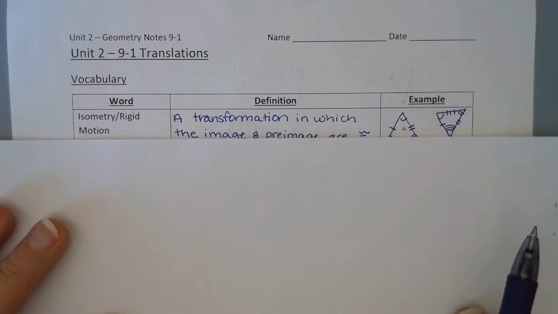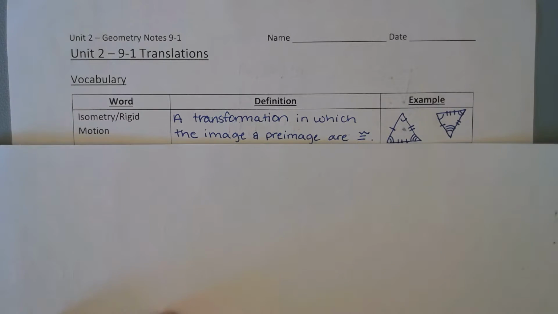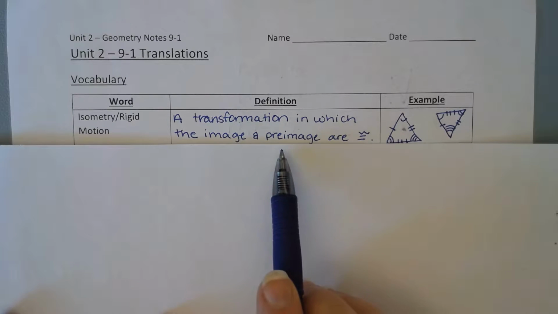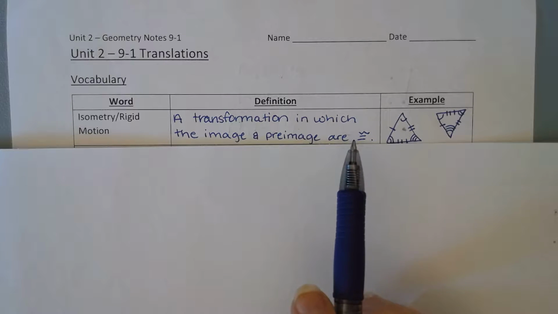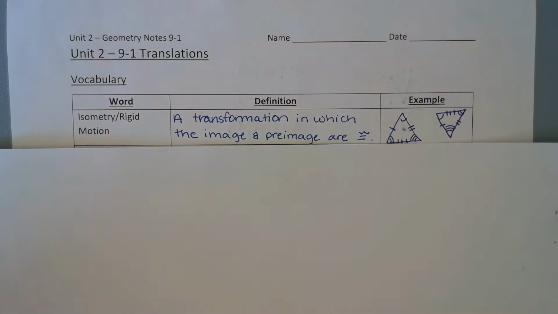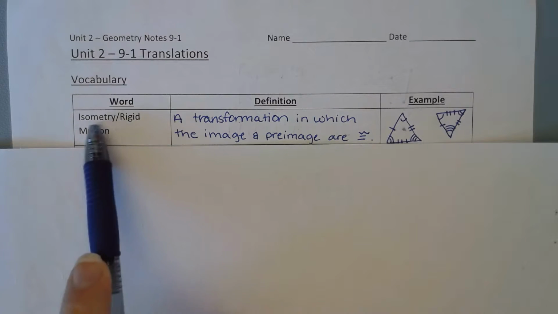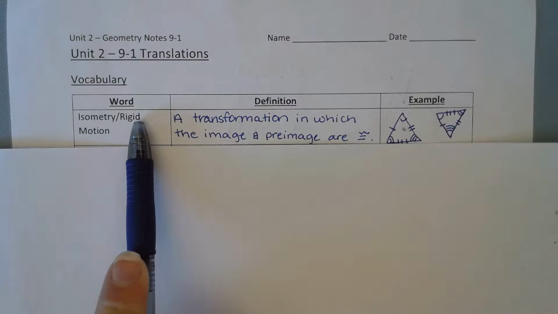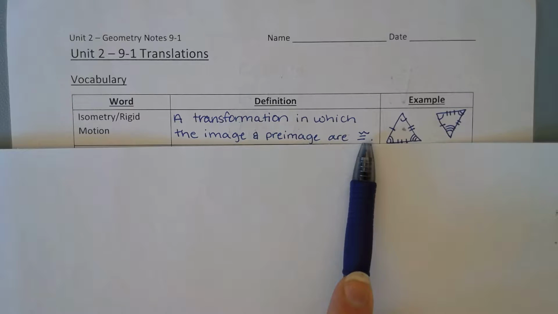Your first word is isometry or rigid motion. This means that you have a transformation in which the image and pre-image are congruent. That's what a rigid motion is. Think about it in terms of that word, rigid and motion. You're moving the shape, you're changing it in some way, but the sides and angles are not changing, it's staying rigid. Now we have talked about what congruent means in previous classes. It means to be the same.